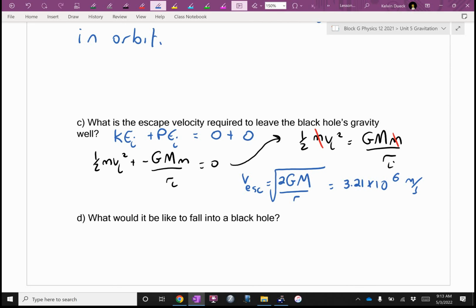What would it be like to fall into the black hole? Spoiler alert, you're going to die. But along the way, what would happen? Well, as you got closer and closer, you would be accelerating, but the gravitational field strength would be increasing so rapidly that you would notice there was actually a difference between the gravity on your feet and the gravity on your head. Let's say you're going to fall feet first like you're cliff jumping. And so you would actually feel a tug on your feet stronger than on your head.